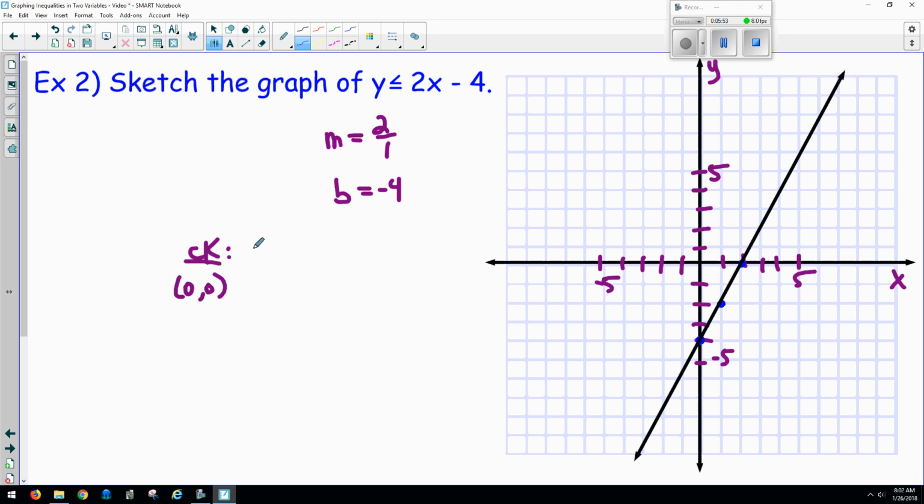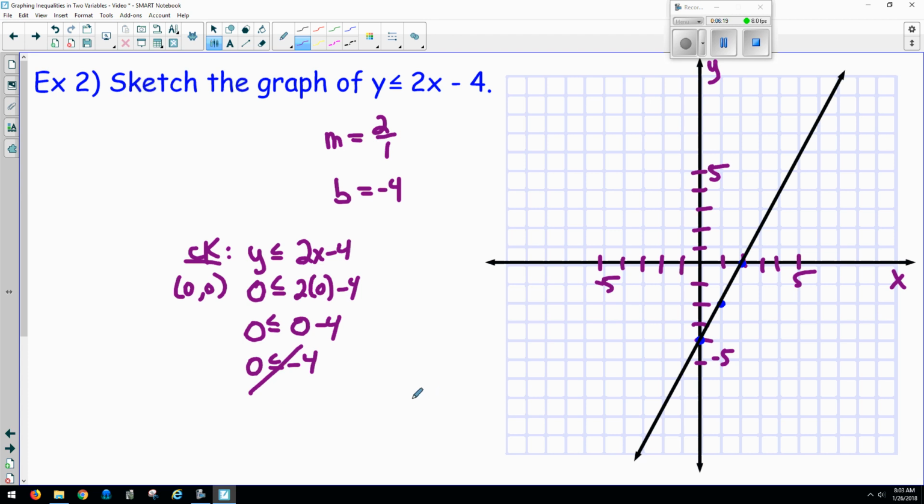So we're always going to start with the original inequality. I'm going to substitute 0 for x and y and see if it holds true. So I end up with 0 is less than or equal to -4, which is not true. So that does not work out. I'll just put a line through that, which means it cannot include the point 0, 0. 0, 0 is not part of this solution. So I'm going to shade the other way so that I do not include 0, 0. So now this is the solution.